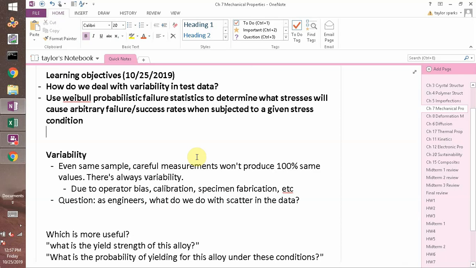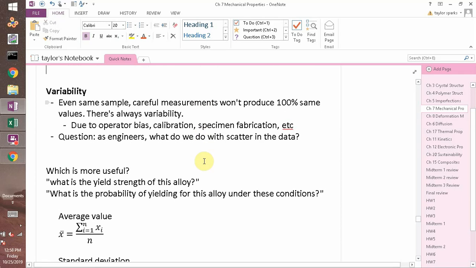That's interesting because ostensibly we are below the failure strength, right, the yield strength, but realistically speaking, there's some fraction that will fail, and this lets us determine that fraction. Well, it's our best guess at it anyway. So variability is a thing that we have to deal with.